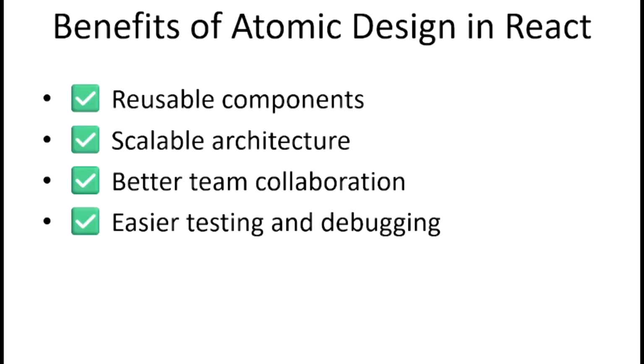So one of the main advantages that I told you in the last slide is that it can help in scalability. There are multiple benefits of atomic design in React: reusable components, meaning the components we create with the help of atomic design are more reusable, and the architecture that we set up is more scalable, better team collaboration, where multiple teams can work together, and easier testing and debugging. Some major benefits of using atomic design in React, as I told you, are reusability, scalability of the code base, better team collaboration, which always improves performance, and it is always easier to test.